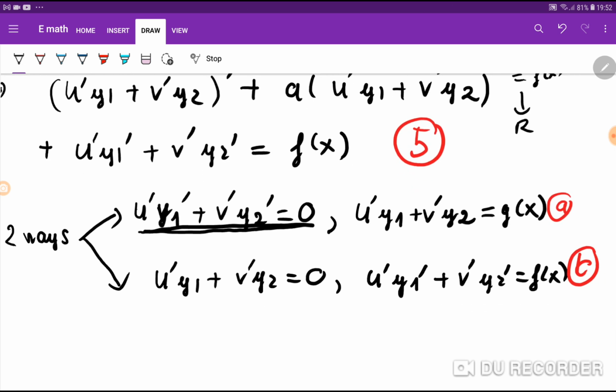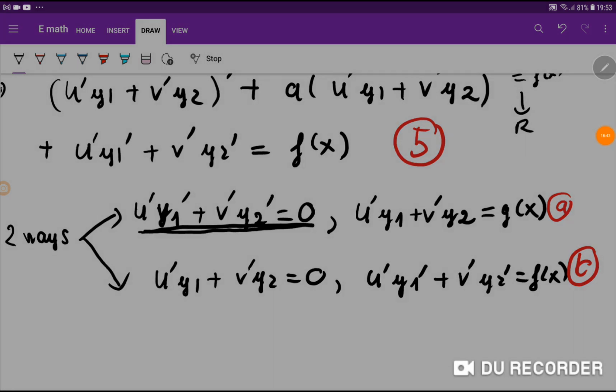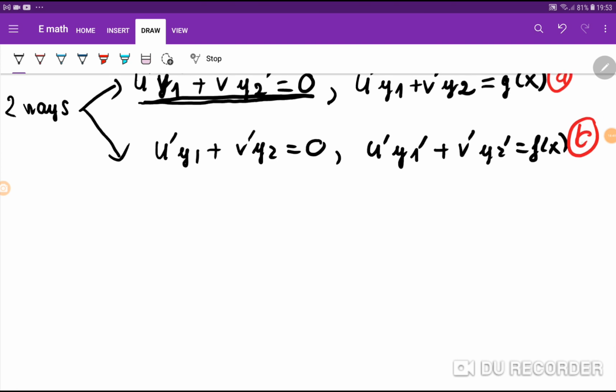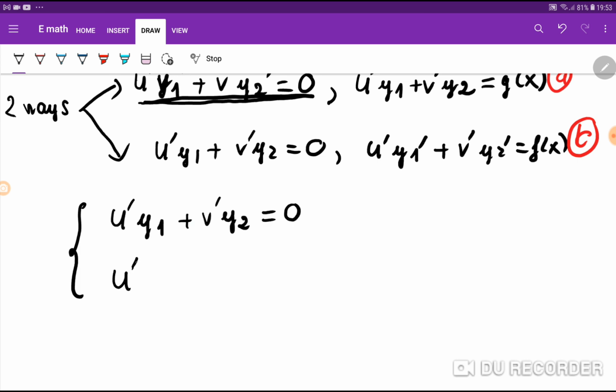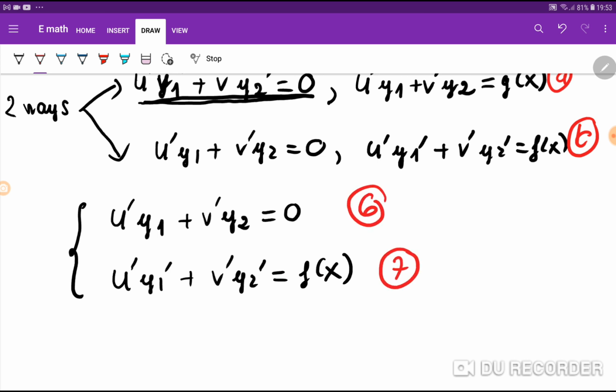Remember the goal. You need to find U and V. Okay? So try to find it and see if you arrive at the same result. I will present it to y'all later. Okay? So with that being said, since we pick path B as our path, we will have u prime y1 plus v prime y2 equal 0, and we have u prime y1 prime plus v prime y2 prime equal fx. And we're gonna use the system of equations, and denote these equation 6 and equation 7, to solve for u and v.